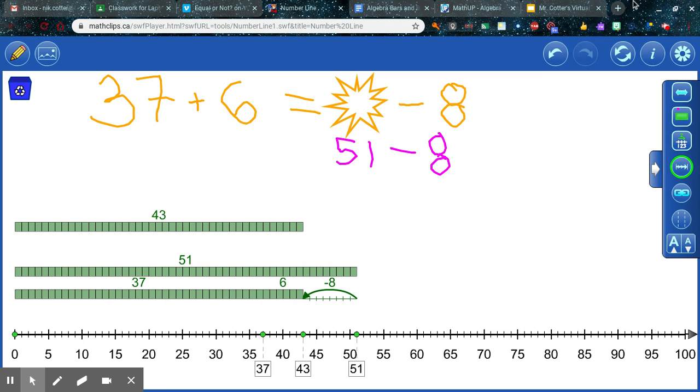So I would suggest that you use this Mathies tool with the number line just to really think about how you are making the different bars that can help you with your number thinking.